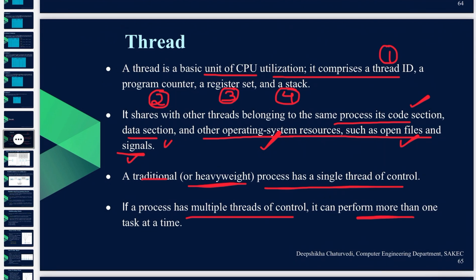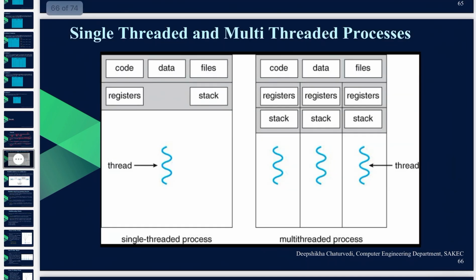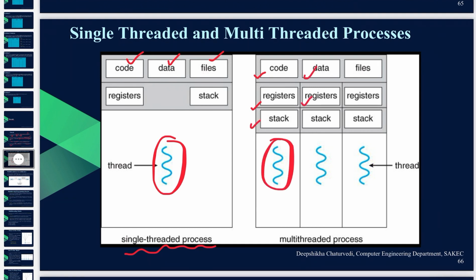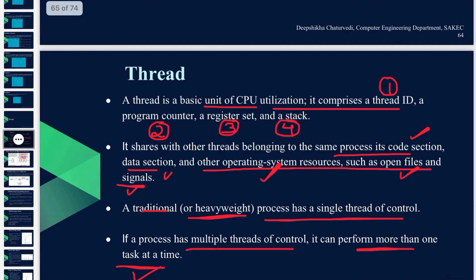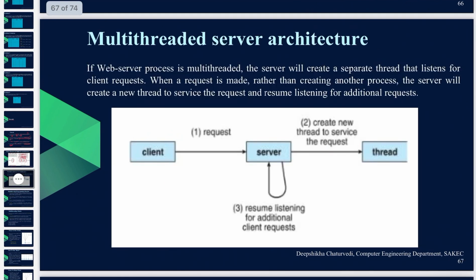If a process has multiple threads of control, it can perform more than one task at a time. A single threaded system will have a code segment, a data segment and open files. A multiple threaded system will have code, register and stack for one thread, and code, register and stack for another also, while sharing data and files. So a multi-threaded process can perform more than one task.